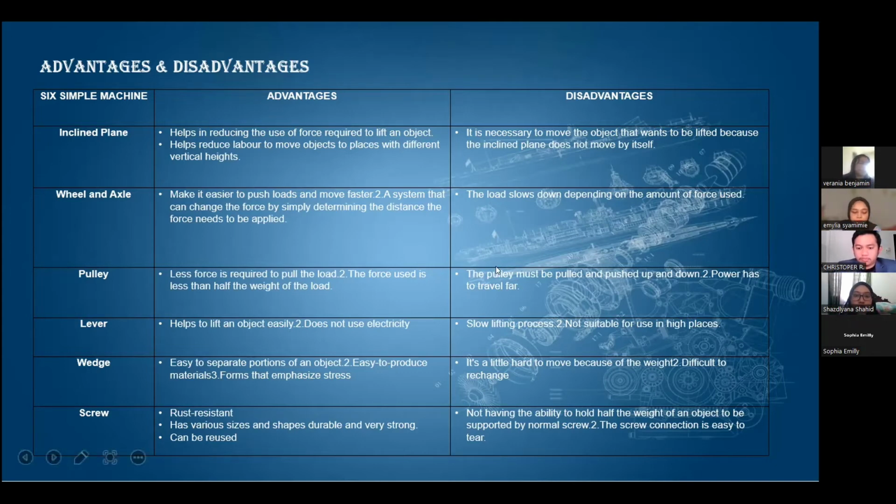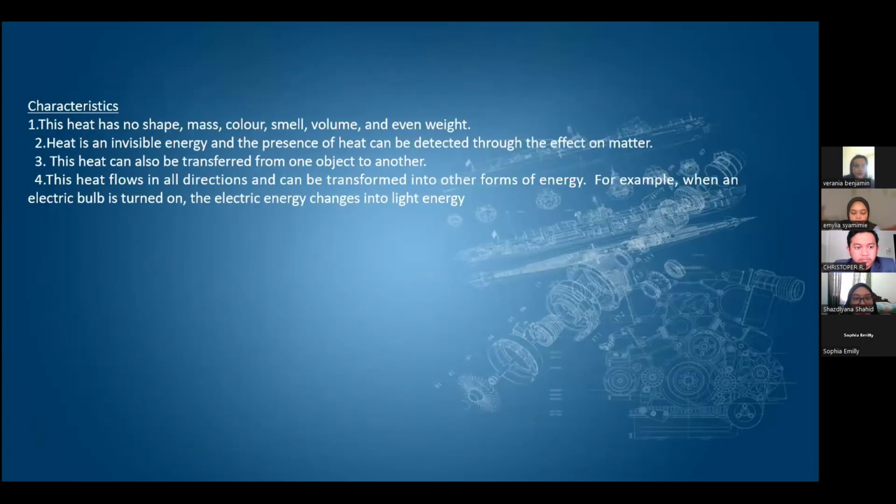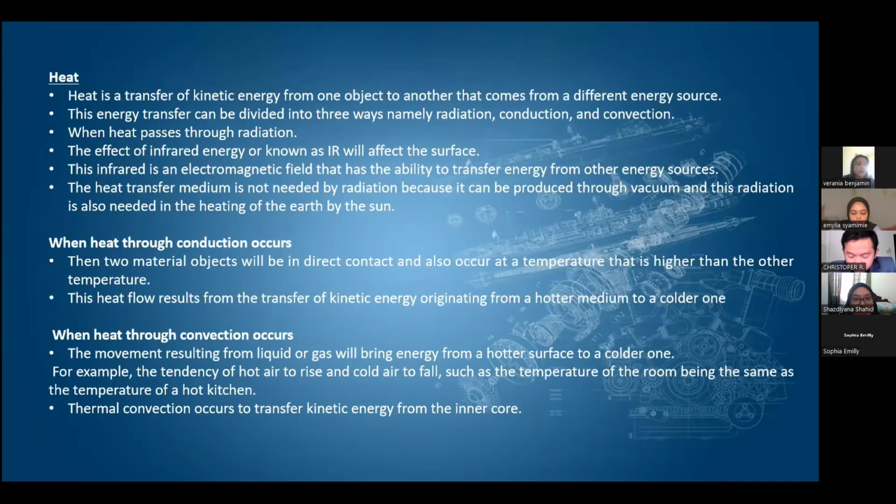Next cluster is heat. Heat is the transfer of kinetic energy from one object to another that come from different energy resources. This energy transfer can be divided into three ways, namely radiation, conduction, and convection. When heat passes through radiation, the effect of infrared energy, known as IR, will affect the surface. The IR is an electromagnetic field that has the ability to transfer energy from another energy resource.